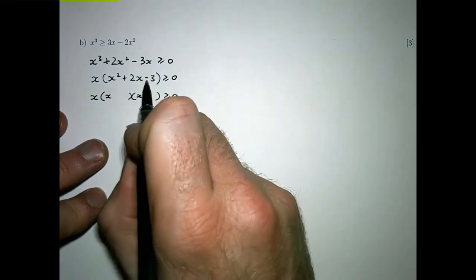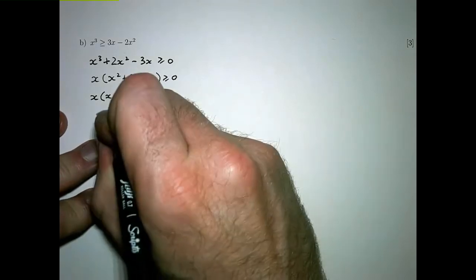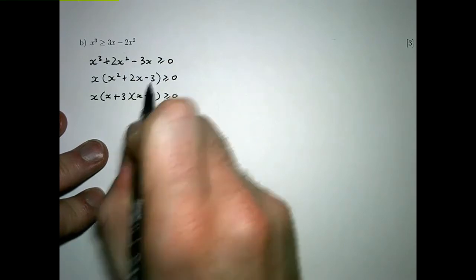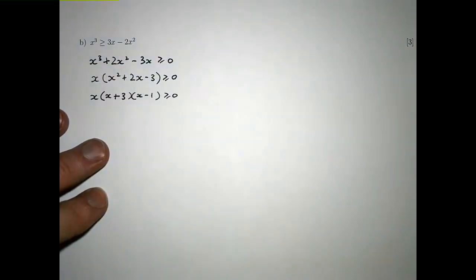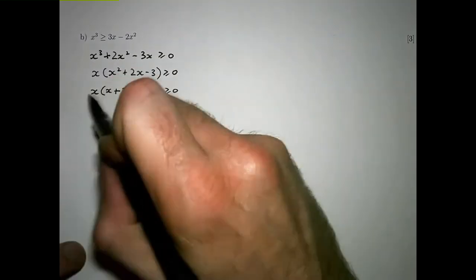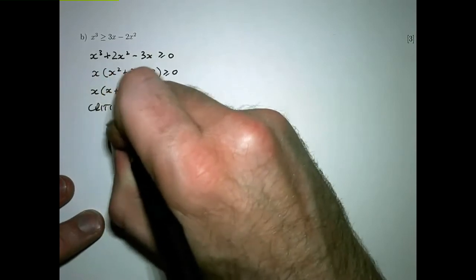For all of you who divided away the x and just cancelled it, shame on you. You can't do that. Why? Because what if x is equal to 0? If x is equal to 0, you certainly can't divide by 0. You've got to keep that factor, and you'll see now why that becomes important. Okay, so you've got x times x squared plus 2x minus 3.